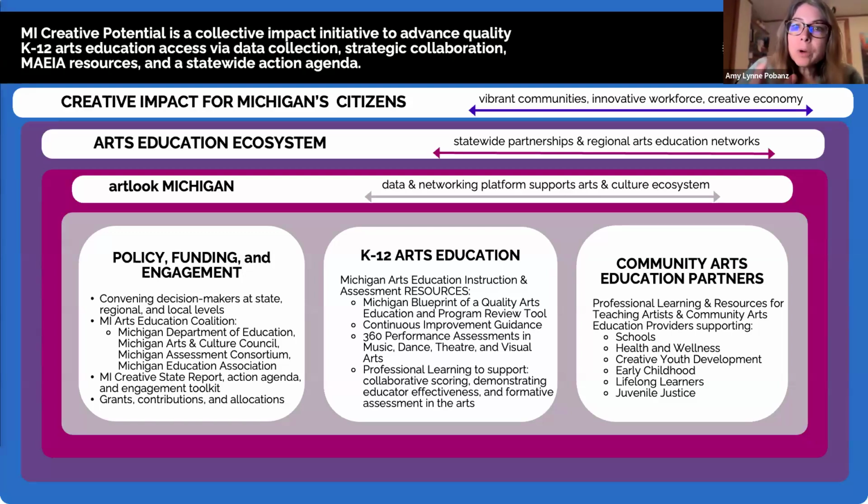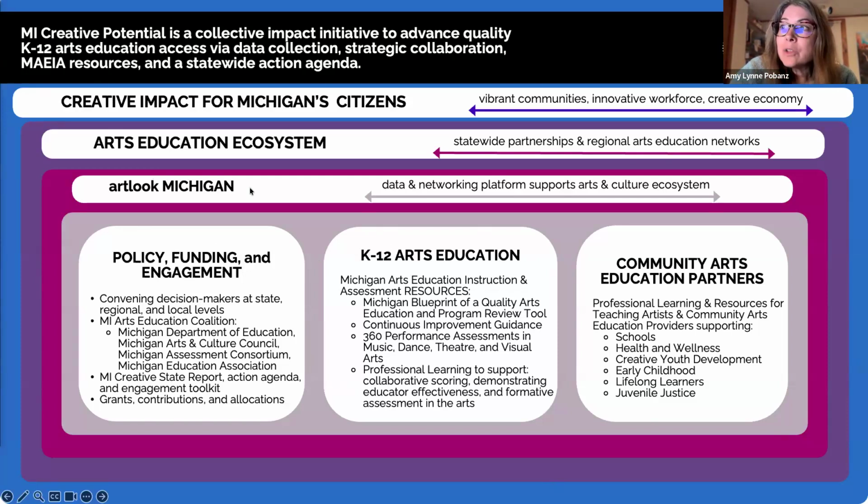Right. So within the work we do at My Creative Potential, I told you we've really grown in those capacities. We have three big buckets. One is the policy, funding, and engagement, the K through 12 arts education, and we're going to spend a lot of time here today. And then working with community arts education partners to increase that access for kiddos.